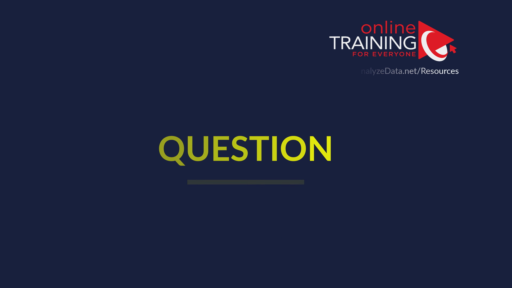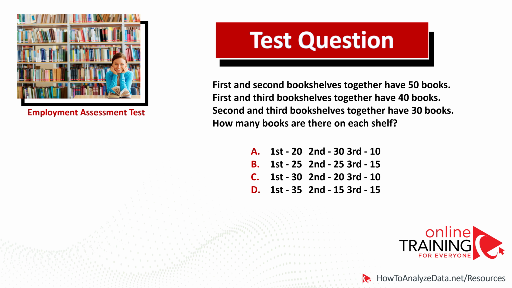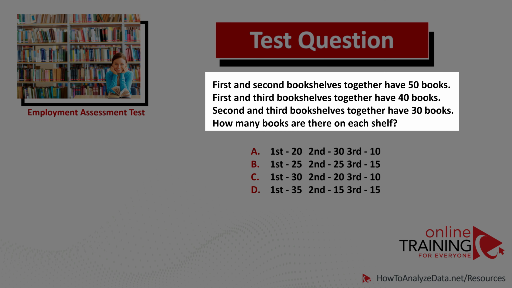Let's look at the very tricky question you might frequently see as part of an employment assessment test. First and second bookshelves together have 50 books. First and third bookshelves together have 40 books. Second and third bookshelves together have 30 books. How many books are there on each shelf?